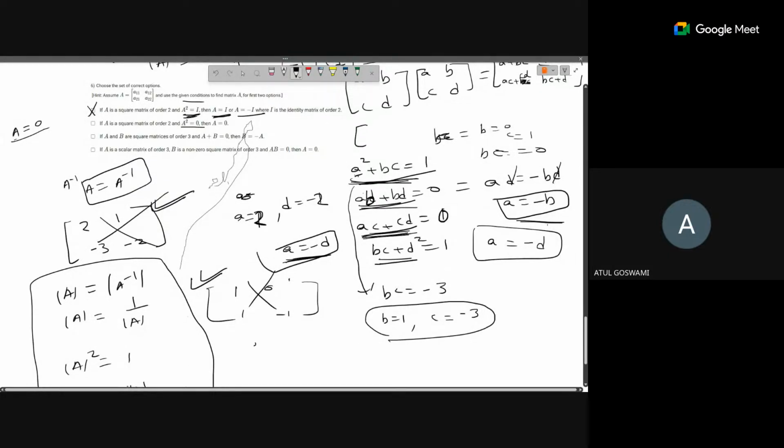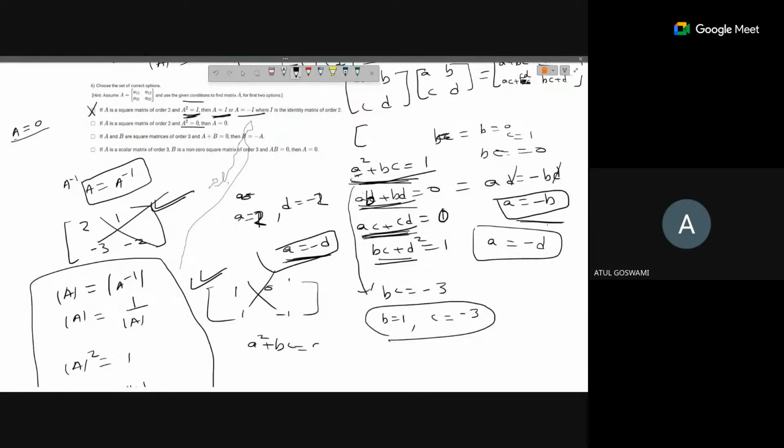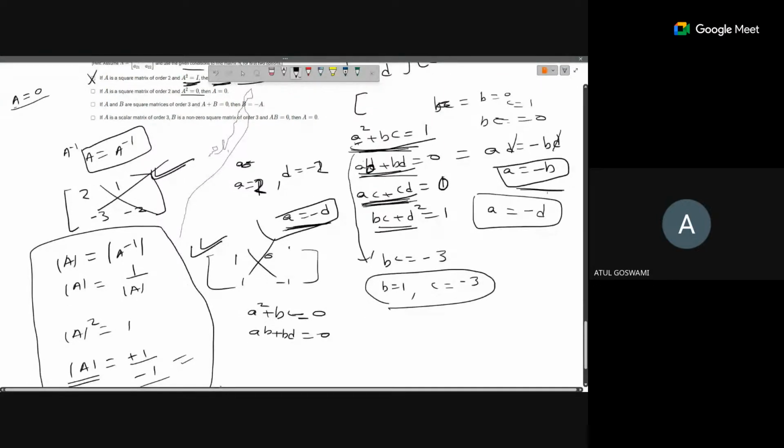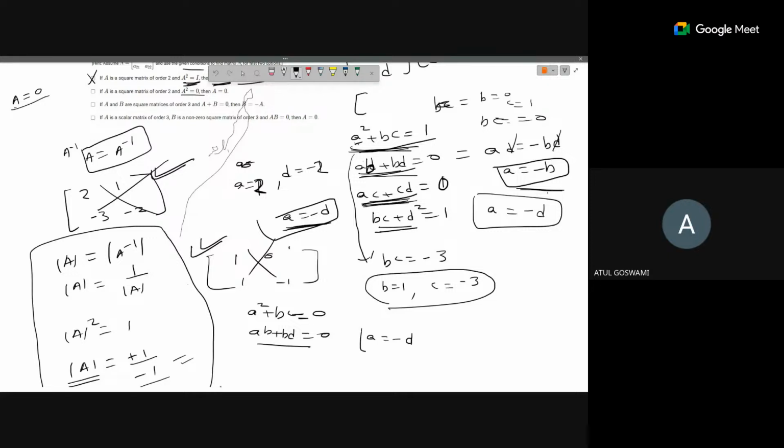First is A square plus BC equals 0, and the second equation is AB plus BD equals 0, and similarly the other equations. So we will solve for this one. B will cancel out, and A equals minus D. Whenever this condition is satisfied, we can get other matrices as well. Because A is minus D, there are clearly other matrices.